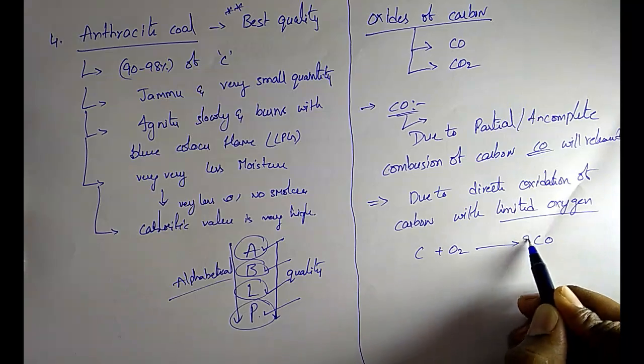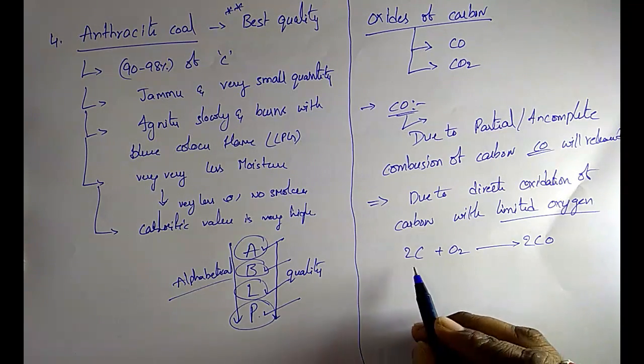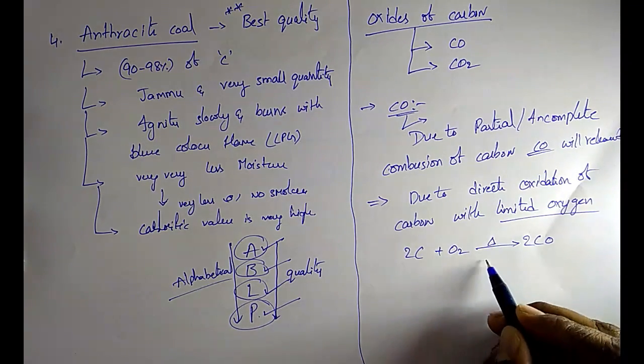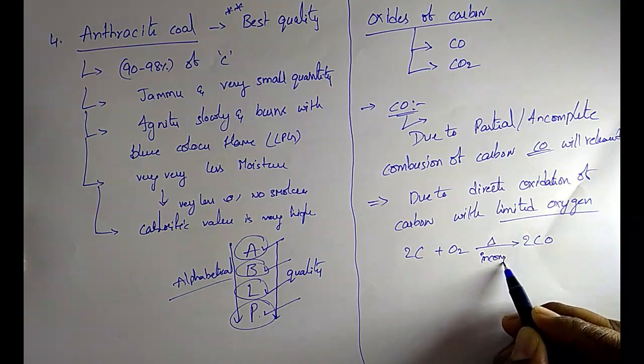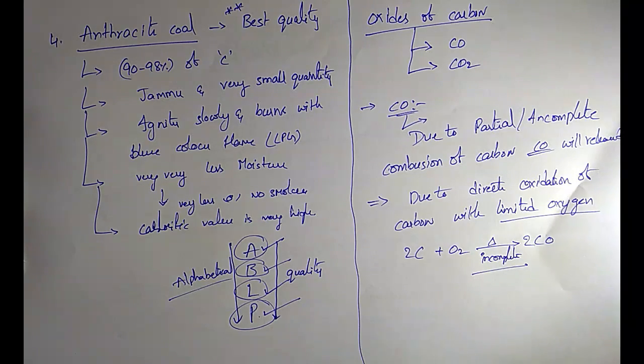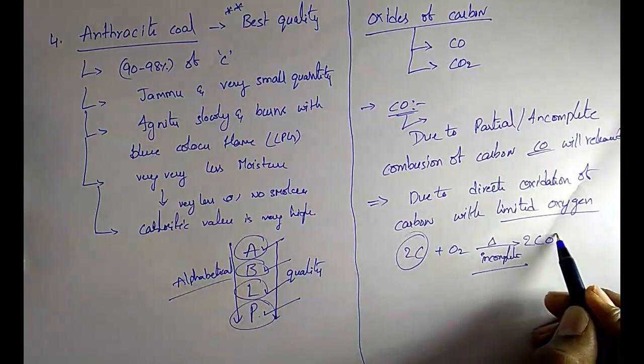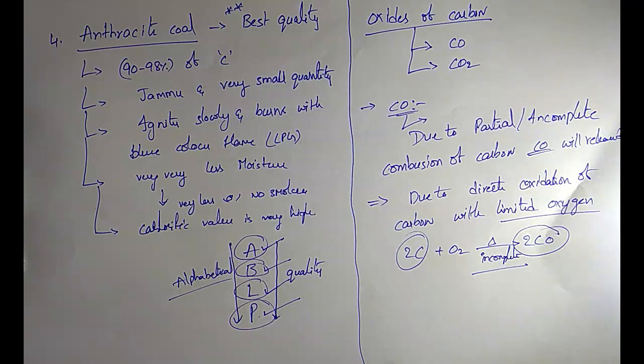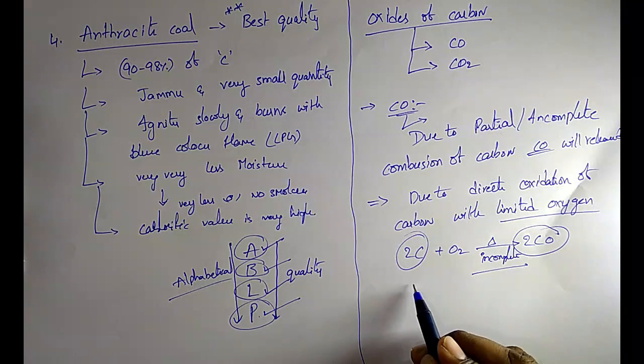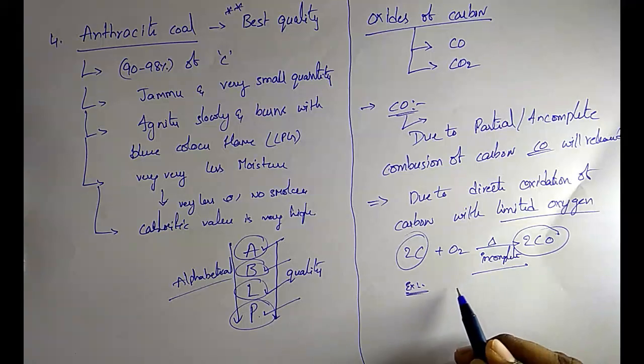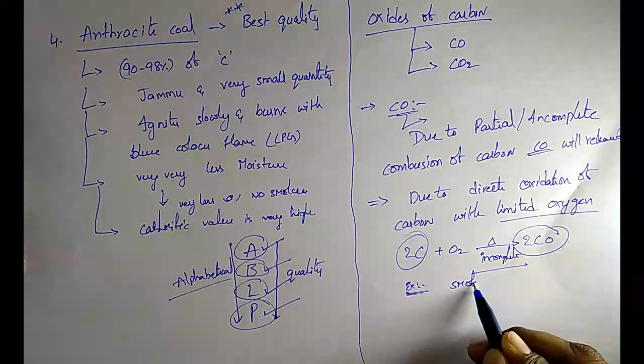If you take carbon plus oxygen, it gives CO. That means we put a 2 here, then the equation is balanced. That is incomplete combustion. Due to the incomplete combustion of carbon, we may get carbon monoxide. An example of this carbon monoxide is the smoke of motor vehicles.